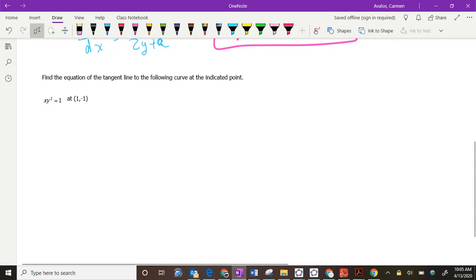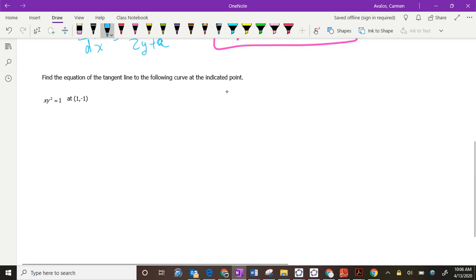So it's the same thing. Here is a different equation on here. If you notice, the x and the y are being multiplied and the y is being squared. So we're going to have to do the product rule, and then we want it at the point 1, negative 1. So how are we going to do this?